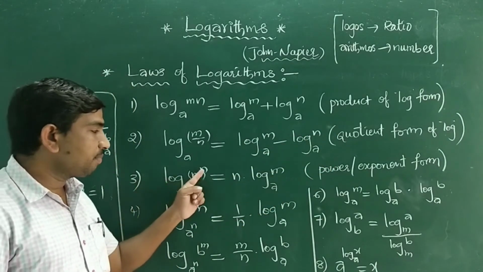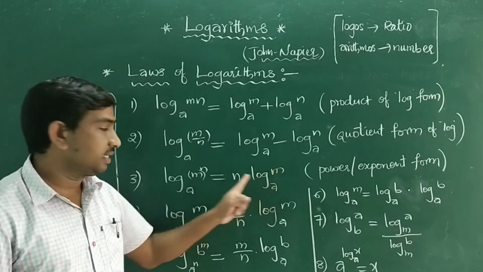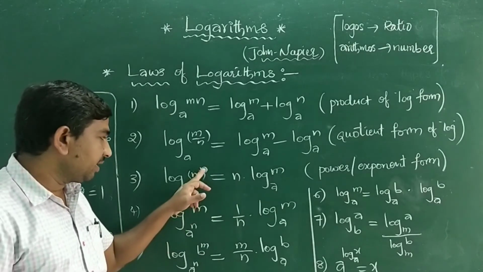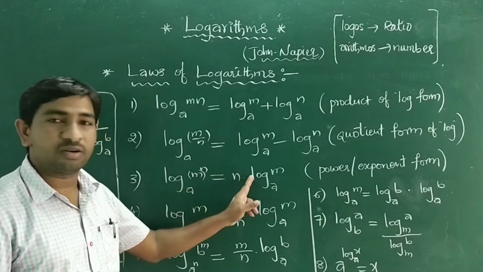And log m power n base a is equal to n into log m base a. See here, if you observe, the power n comes to the front: n into log m base a.